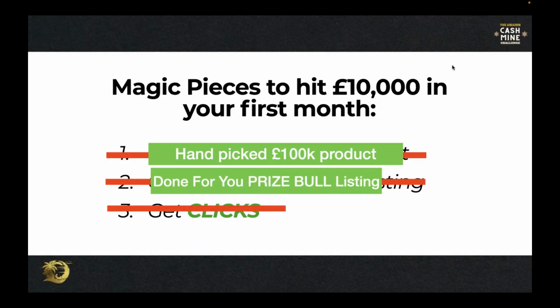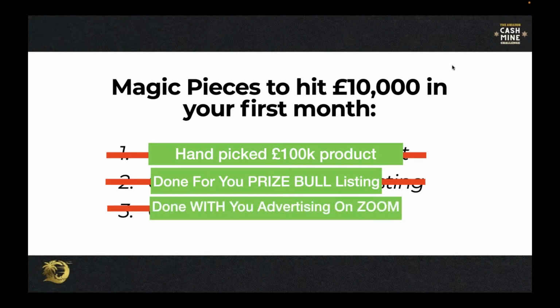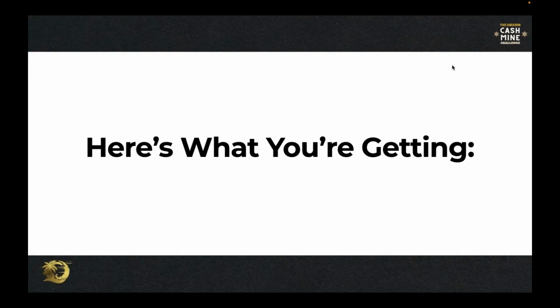Rather than worrying about getting clicks yourself and running advertising, you're going to get done with you advertising coaching on Zoom. So we'll go on Zoom with you. You can share screen. We'll tell you which buttons to press to set up your advertising campaigns, get them optimized, and make sure you're getting those clicks for less than £1 each so you can start making some sales. Does that sound cool? Would those things help you to make 10K in your first month? Well, here's what you're getting.